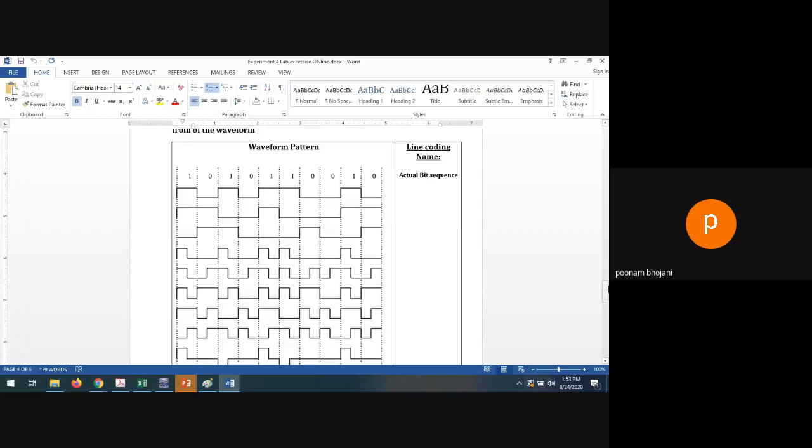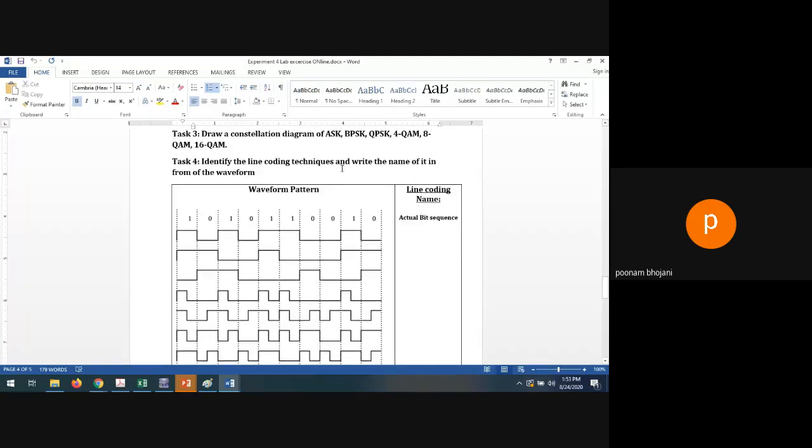Fourth is to identify the line coding technique and write its name from the waveform. So whenever, see, this is the sequence. For this sequence, they have drawn that 1 means high value, 0 means low value, 1 means high, 0 means low. So it means it is a unipolar NRZ waveform. So you have to write the technique name. Line coding name, you have to write it here.